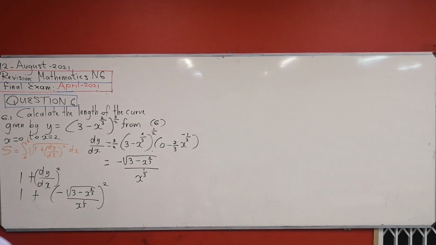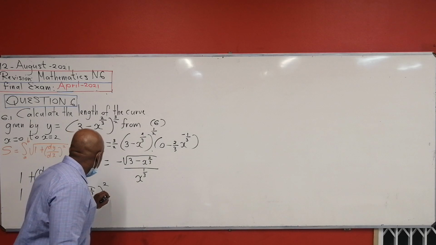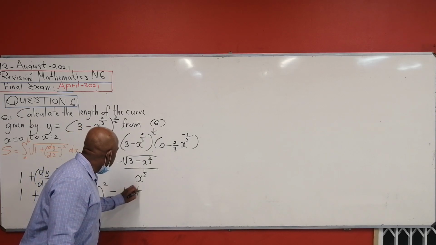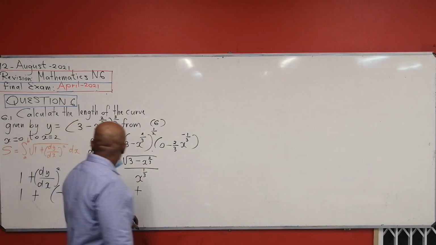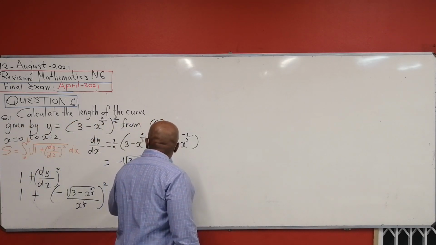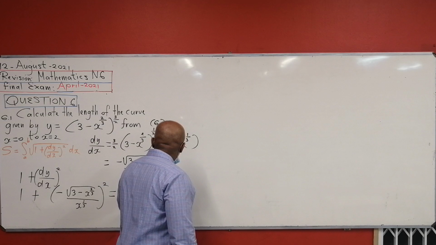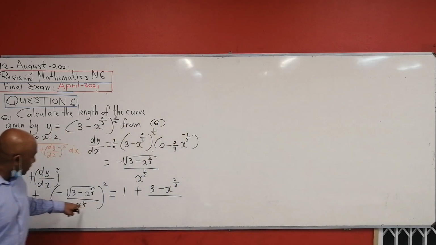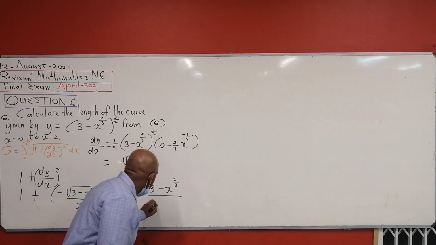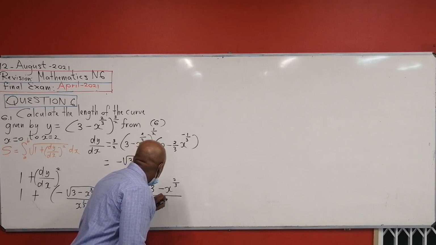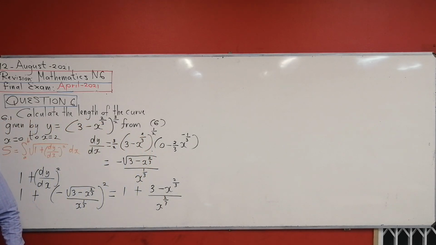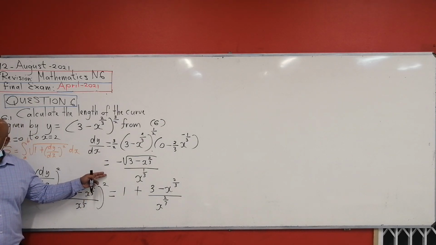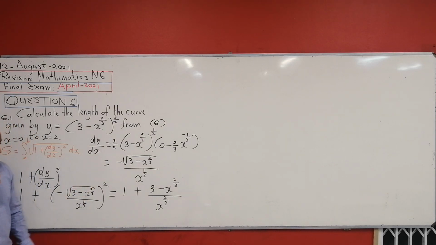Right, so we square that. So that's going to equal 1 plus the squared numerator, where the negative square becomes positive. Square that, and it becomes 3 minus x to the power 2 over 3. Square the denominator, and this becomes x to the power 2 over 3. When you have a power raised to a higher power, you multiply the exponents.